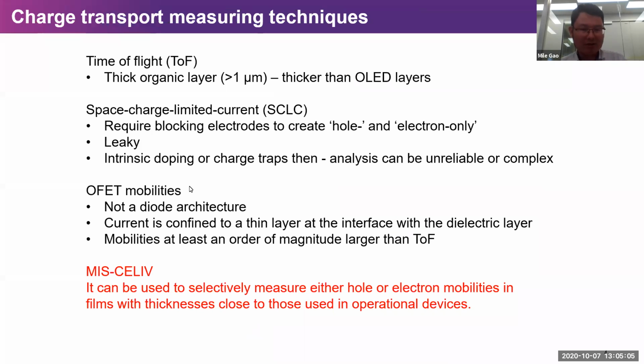Before we start to measure the mobility, there are a few techniques that we consider: the time of flight, the space charge limited current, the OFET mobilities, but they all have their own drawbacks. And finally, what we chose is MIS-CELIV, which can be used to selectively measure either hole or electron mobilities in the films with thicknesses close to those used in operational devices.